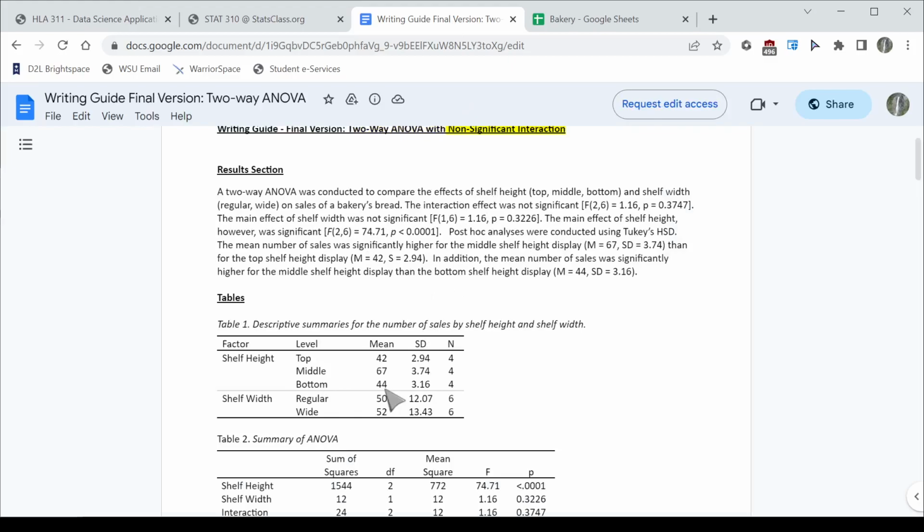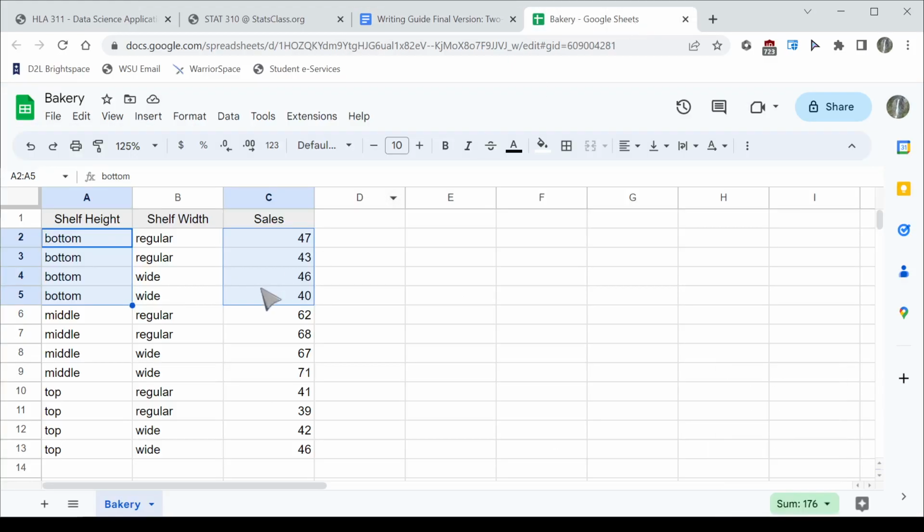Bottom 44. There were 4 observations used in that computation. It'd be these 4 right here. If I'm getting the average for the middle, then I would just use these 4 here.